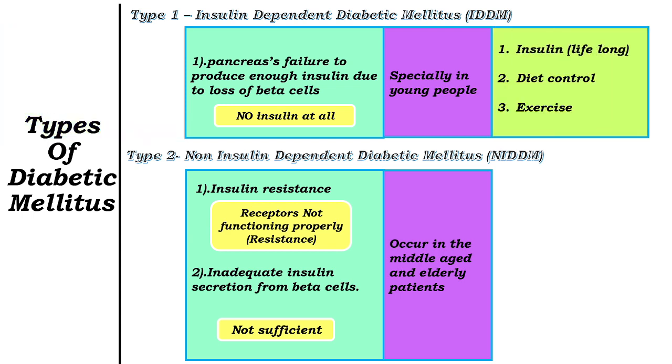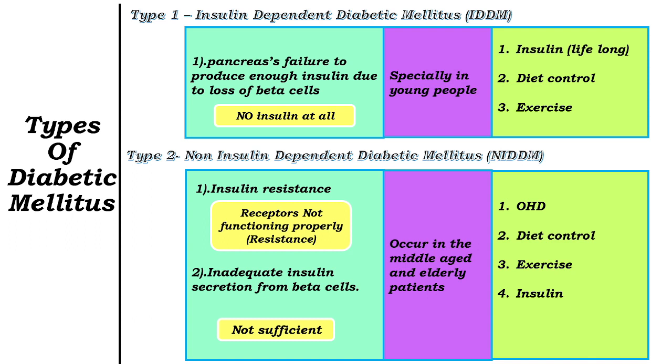The only treatment for diabetes type 1 is lifelong insulin therapy. Diet control and exercise also help. For diabetes type 2 we can use oral hypoglycemic drugs, or sometimes insulin together with oral drugs. Diet control and exercise help to maintain the blood glucose level.